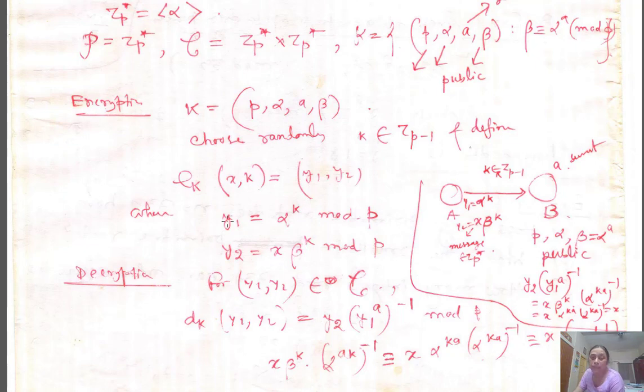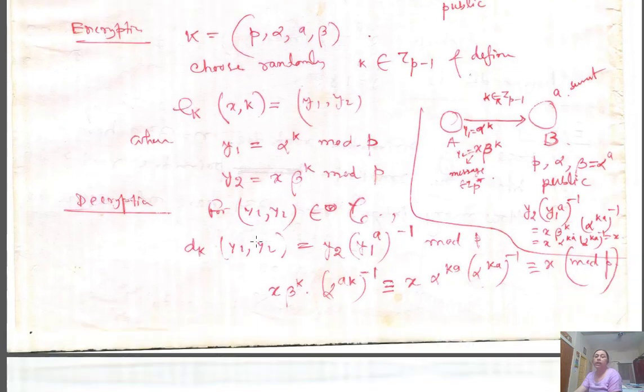So by exponentiating y1 with the secret key A, he can recover beta to the power k. Now he can divide the second ciphertext component by y1 to the power A, which is essentially beta to the power k. So beta to the power k cancels out, and you get back the plaintext x. This is the idea.